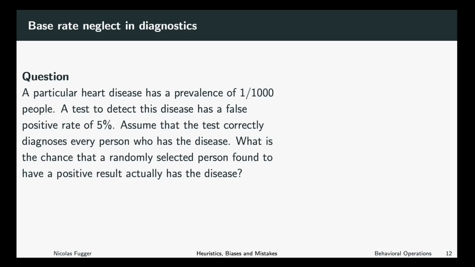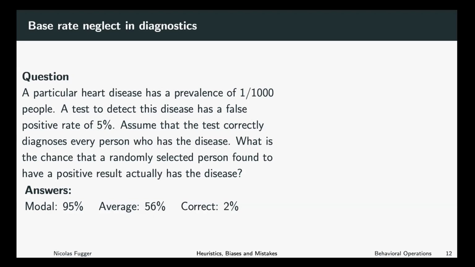Question: a particular heart disease has a prevalence of 1 in 1,000. A test to detect this disease has a false positive rate of 5%. This means someone who is not infected will be diagnosed as infected with 5% probability. Assume further that the test correctly diagnoses every person who has the disease. So if you have the disease, the test will 100% show it. What is the chance that a randomly selected person found to have a positive result actually has the disease?